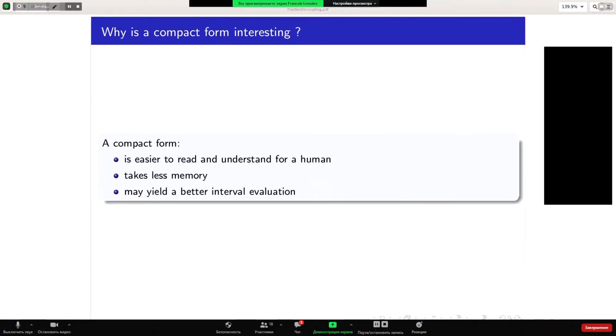So why do you want a compact form? Well, usually a compact form will be easier to read because it's shorter and easier to understand. It would take less memory, and we'll see that in some examples, it will also yield a better interval evaluation.